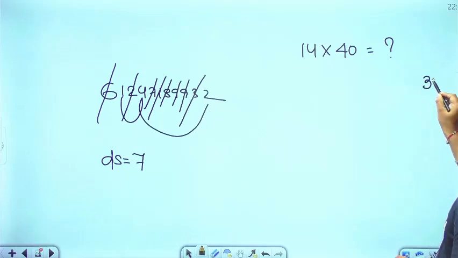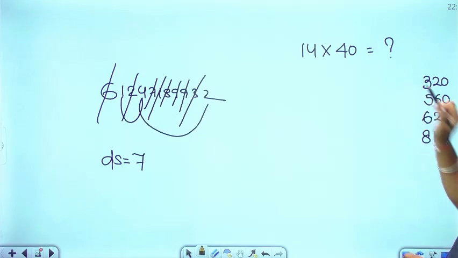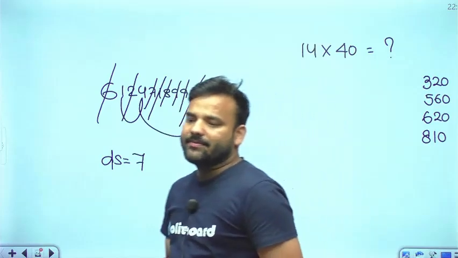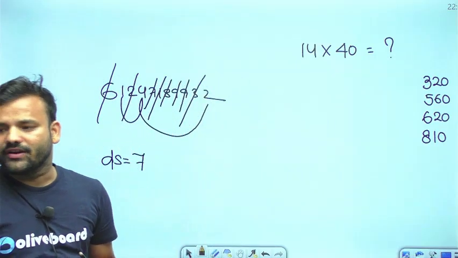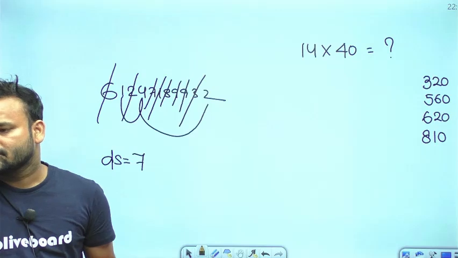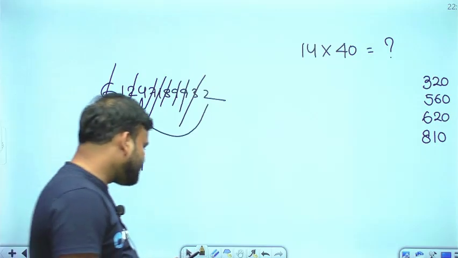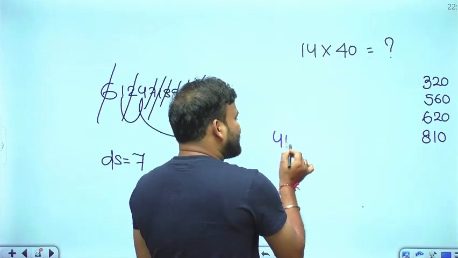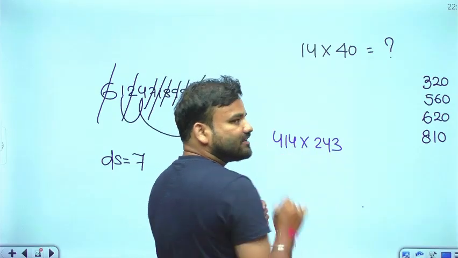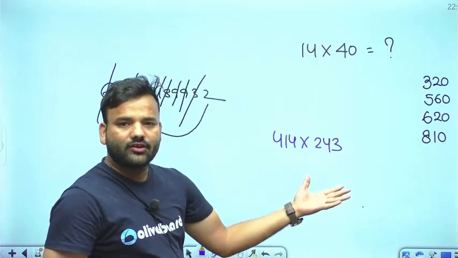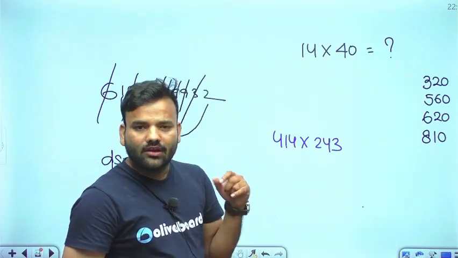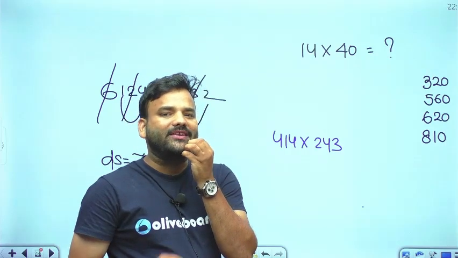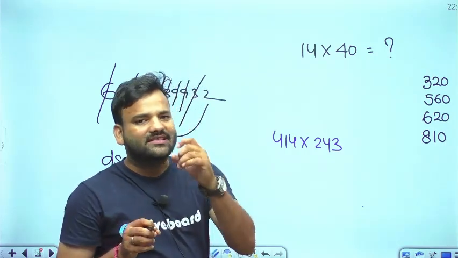Options are 320, 560, 620, or 810. What is the value of 14 times 40? 560, isn't it? It's an easy one, है ना? But what if it's written 414 multiplied by 243? This is the toughest one, isn't it? So you won't be able to do this in 30 seconds or so. But digit sum has an opportunity. By doing this, you get an opportunity of doing this in a flicker of seconds.